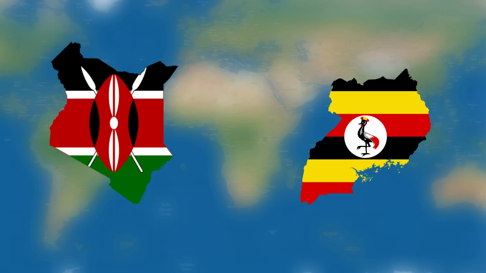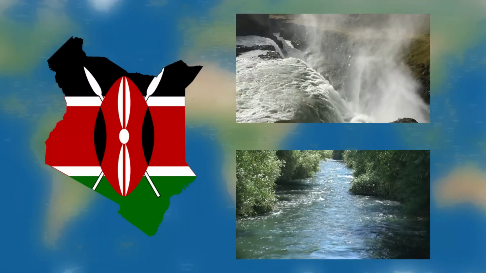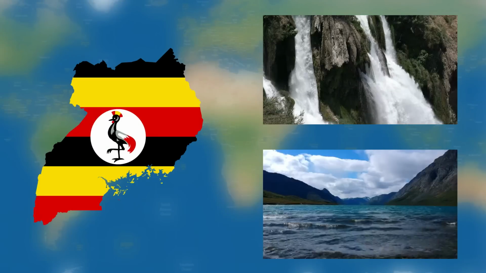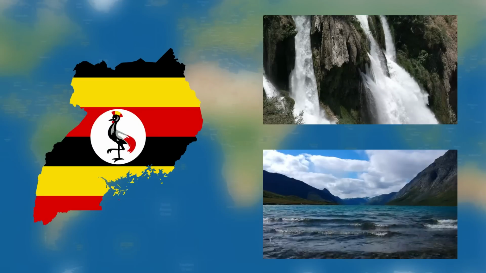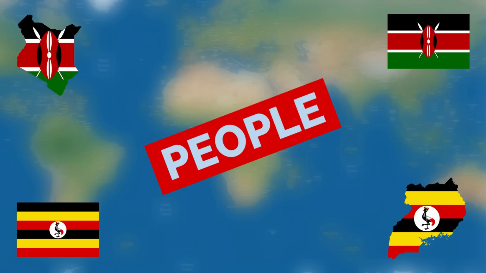Both Kenya and Uganda have significant rivers that have influenced human settlement patterns. In Kenya, rivers like the Tana and Athi run through cities like Garissa and Nairobi. Uganda's river systems include the Victoria Nile flowing through Jinja, and the Kagera feeding into Lake Victoria near Entebbe.